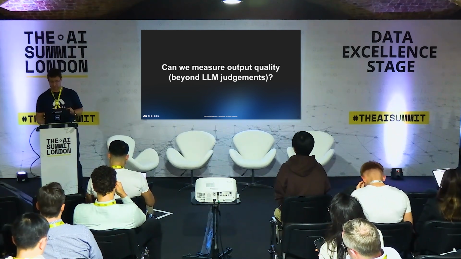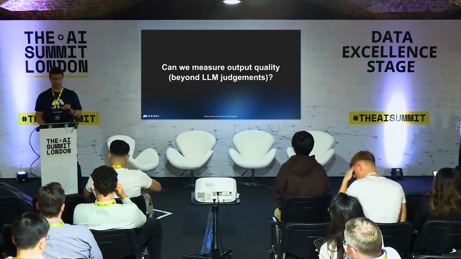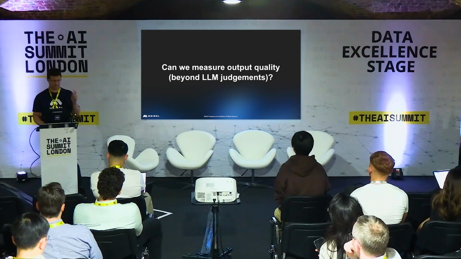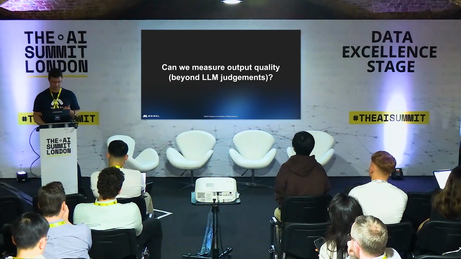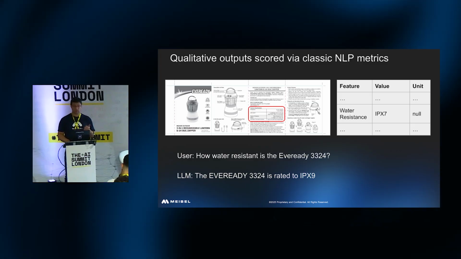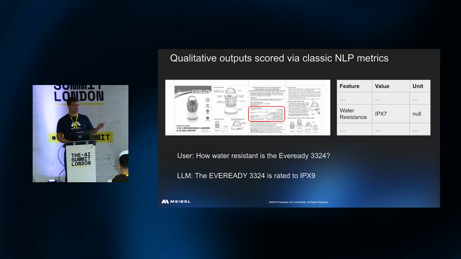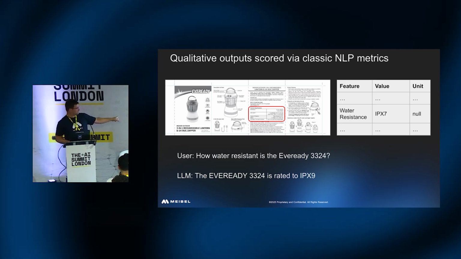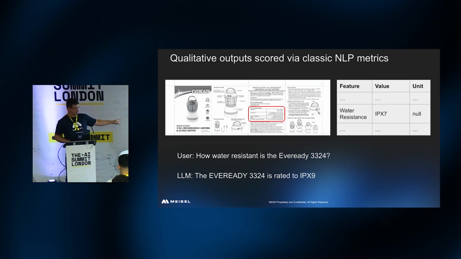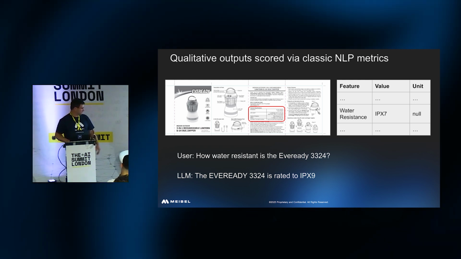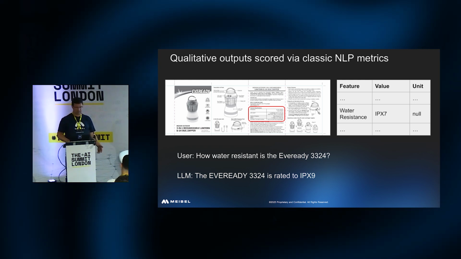But there are additional, less well-known ways to help measure output quality and hallucinations that don't rely on LLM processing. So let's go to them. One of the things that we are thinking about and do is token grounding. The user asks a question, the LLM responds, and we look at the token level, right? So the question from the user is, how water resistant is the Ever Ready 3324? And the answer from the LLM is, it is rated to IPX9.